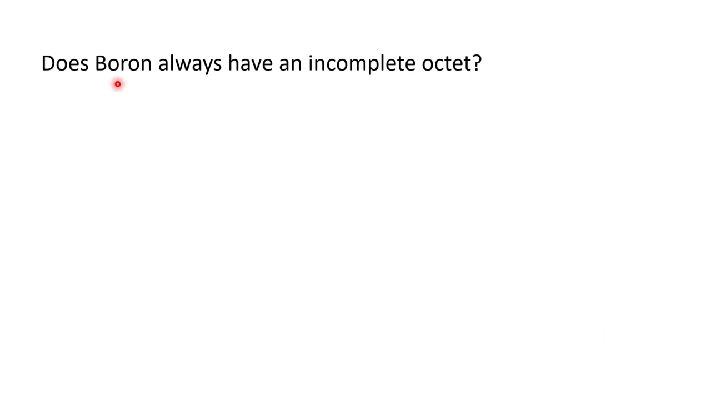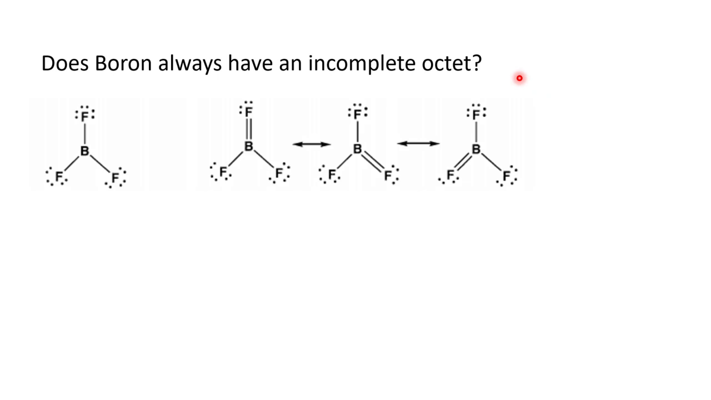Let's use boron as an example again to see if boron always has an incomplete octet. In this example, we have used arrows to push electrons around to make resonance structures. So this pair of electrons comes down here and makes a double bond. Now, boron has a complete octet. All of the fluorines also have a complete octet. 2, 4, 6, 8, 2, 4, 6, 8. So maybe this formation is better to give everything a complete octet.